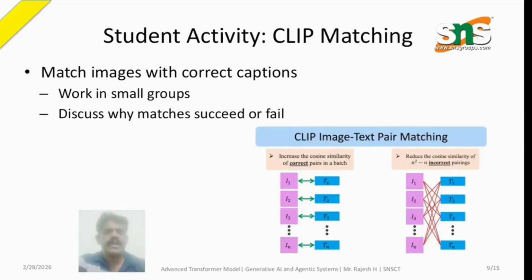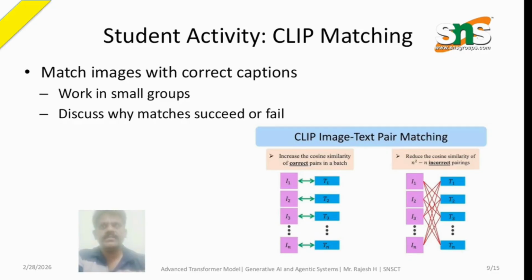So here the student activity is to match the CLIP training. So increase the cosine similarity of the correct pairs in the batch, or on the other side, reduce the cosine similarity of n squared minus n incorrect pairings. So this pairing works in small groups. Whether it leads to succeed or fail, the outcome of this image pairing will be the result of the visual language model.